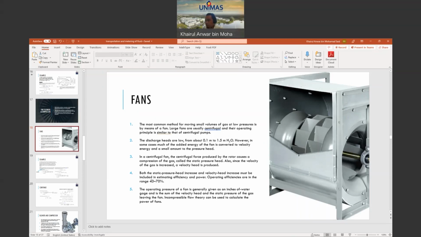If you need to estimate it, it is within this range. The operating pressure of a fan is generally given as inches of water gauge and is the sum of the velocity head and the static pressure of the gas leaving the fan. Incompressible flow theory can be used to calculate the power of a fan.